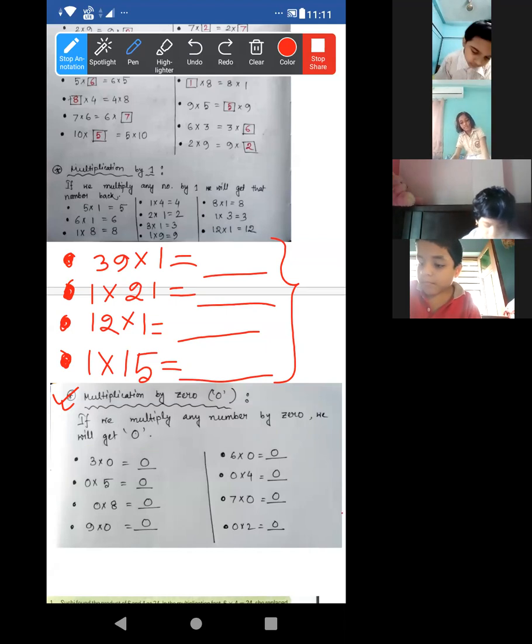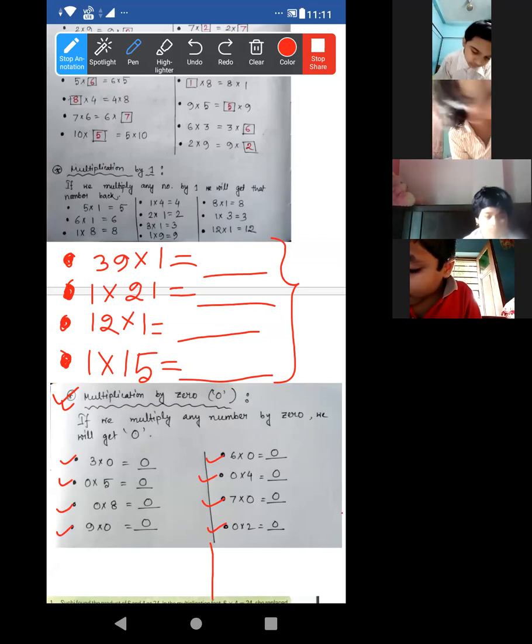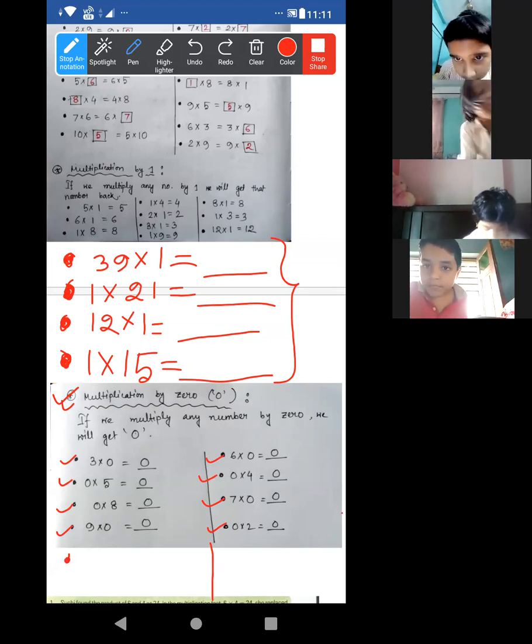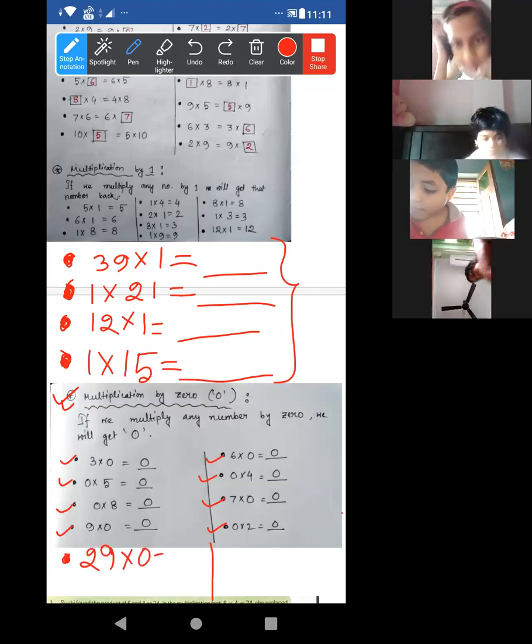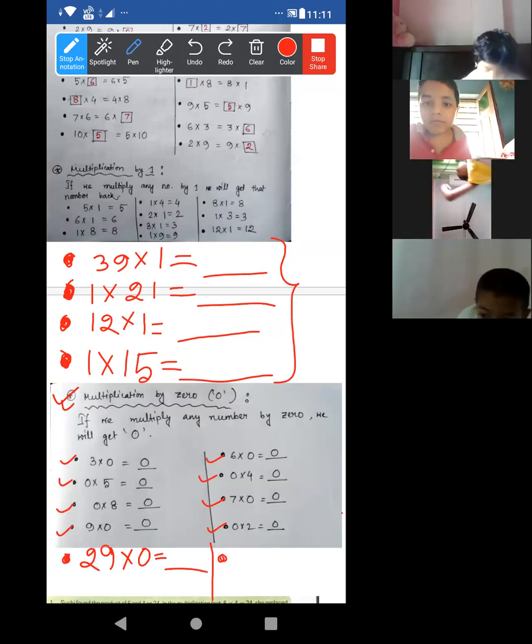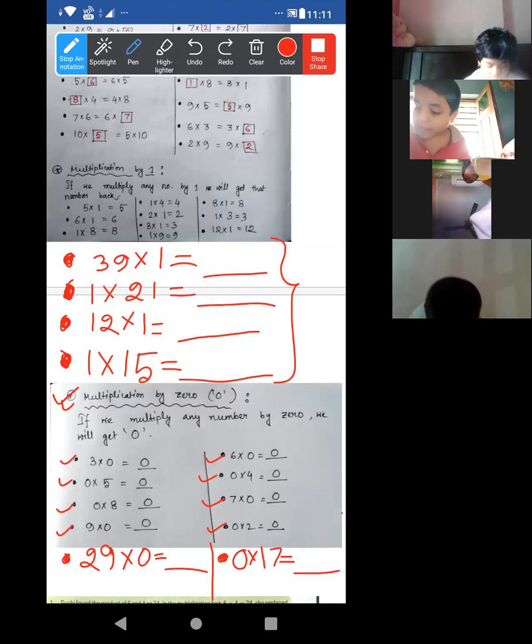Okay, here are some bullets, some examples. 1, 2, 3, 4, 5, 6, 7, and 8. Acha, 2 more examples I am giving you. Write it. 29 into 0 is equal to dash, and the next one, 0 into 17 is equal to dash. These 2 extra, okay, write it.